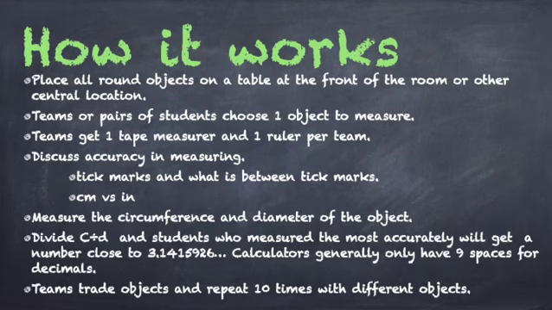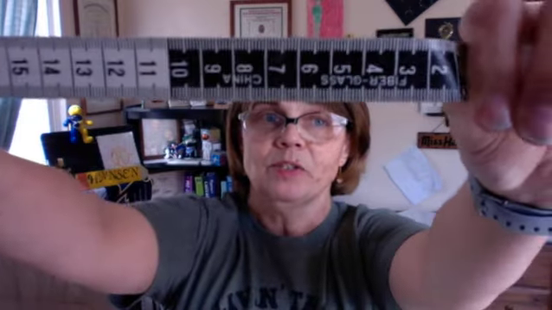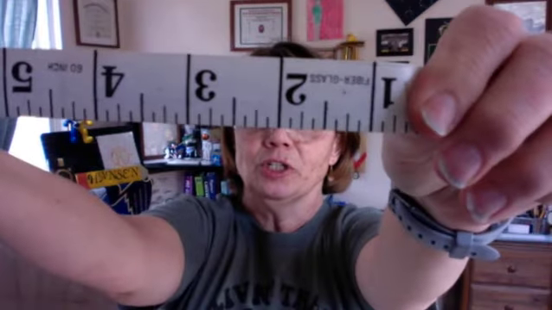Then I would have students paired up into teams of 2 or 3, no more than 3 for an activity like this. The teams would get one object per team, and then we'll end up trading objects later. And then the team gets a tape measure and a ruler, and of course the paper and the pencil. As you begin this activity, you're going to need to show them how to use the tape measure and the ruler.